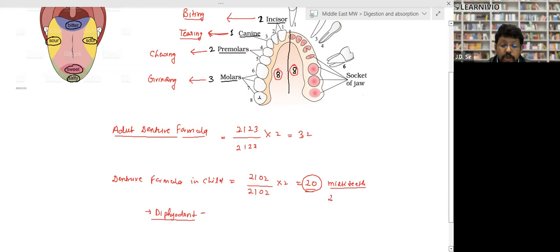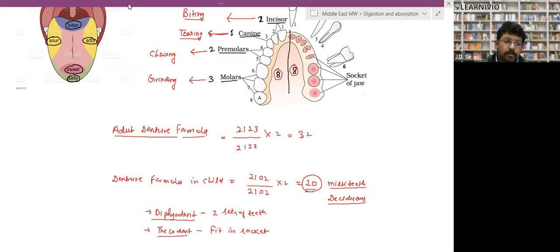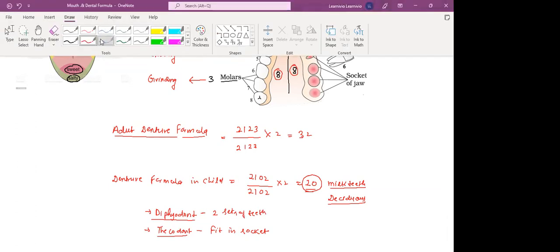These are also called deciduous teeth because they will fall down after a certain age. So humans have two types of teeth in their life, permanent teeth and deciduous teeth. Hence, humans are diphyodont. Again, we also say humans are thecodont. Why do we call thecodont? Because our teeth remain fit in a socket that we call gums, right? That's why we call thecodont. Humans are diphyodont because we have two sets of teeth. Are both of the terms clear to you? Come on. Clear? Yes, sir.